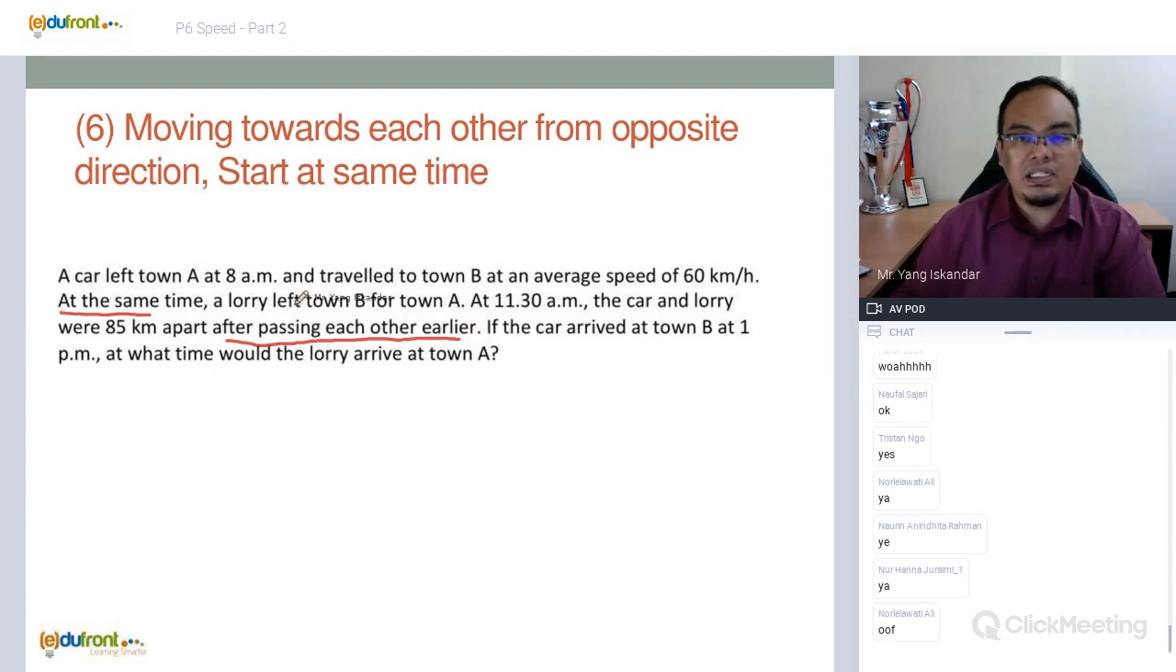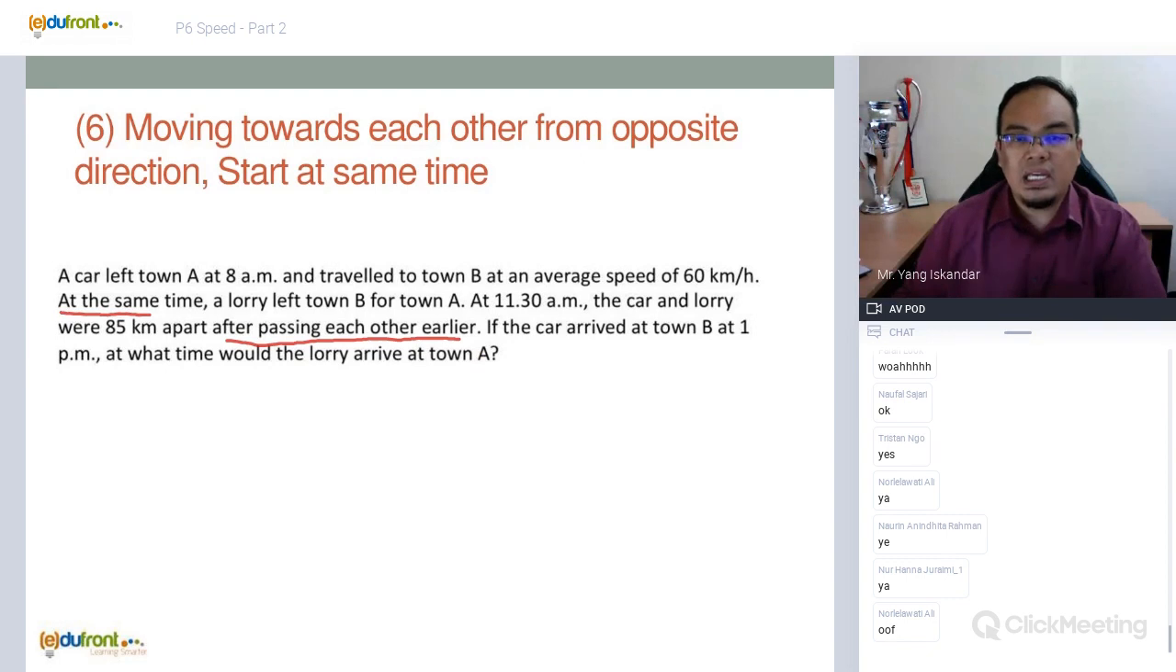Now, this is important information because when they are going towards each other, it could be that they have not passed each other or they could have passed each other. So you need to look out for the information given to you so that you're able to draw the correct distance speed timeline. If the car arrived at town B at 1 p.m., at what time would the lorry arrive at town A?